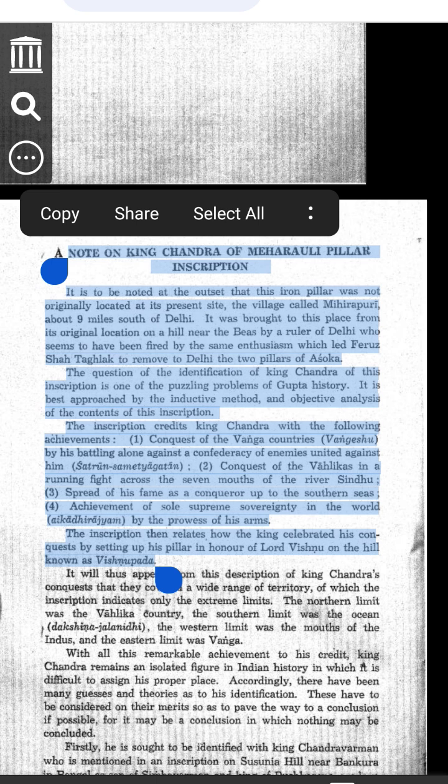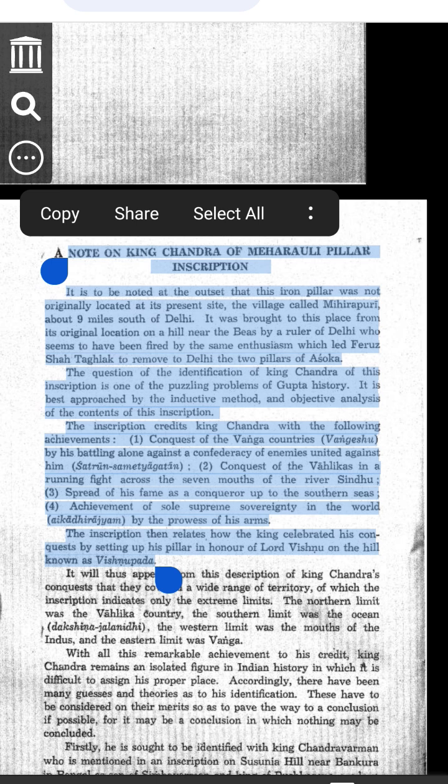1. Conquest of Vanga, Bengal, a battle against many enemies. Vanga means Bengal, which is in eastern India. The inscription says many kings joined together to fight against Chandra, but he fought alone and defeated all of them. This shows he was a powerful and fearless warrior. Example: imagine a small team of warriors fighting against a huge army, but still winning.